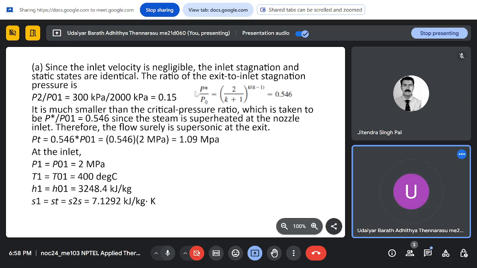The equation for a nozzle to find the critical pressure ratio is P star by P naught equals 2 by gamma plus 1, or K plus 1, raised to power K by K minus 1. This becomes 0.546 because for steam K is 1.13. So substituting the K value there, it will come out to be 0.546. So if you see, our pressure ratio is much smaller than the critical pressure ratio.